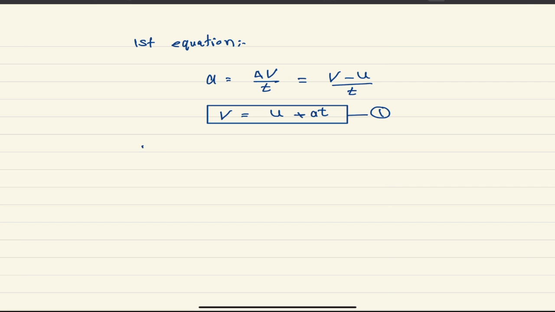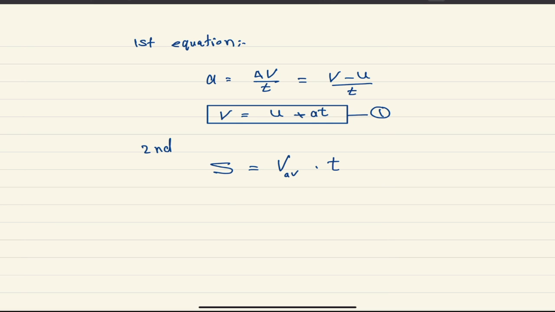But in the second equation, as you see here in the first one, we do not have anything related to the displacement. So if we want to involve the displacement, we could write that the displacement equals the velocity times the time. In the previous equation, we mentioned two velocities. One of these velocities was the final and the other one was the initial. But the velocity here could be considered the average.